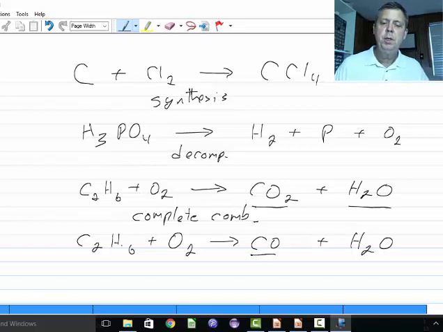Now, of course, in this case, we're producing carbon monoxide instead, which we said you can still burn carbon monoxide. So this is going to be incomplete combustion.